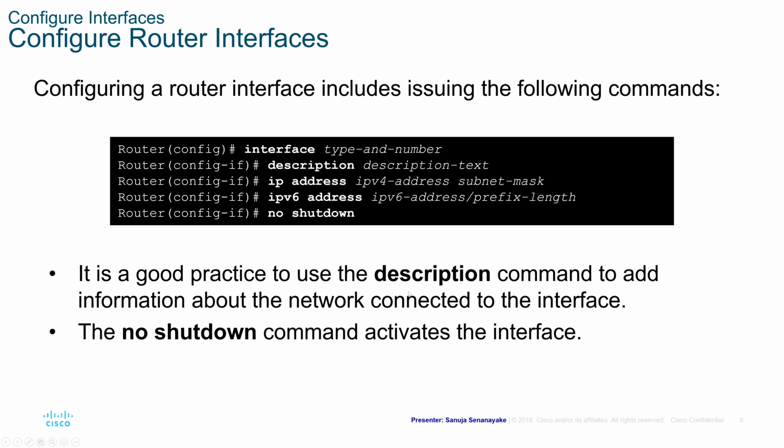It is a good practice to use the description command to add information about the network connected to the interface. However, it is not needed for routing and switching operations. The no shutdown command activates the interface, as I mentioned before. Without this no shutdown command, this interface will be administratively down because you have not turned the interface on in the console. We will look into this as we move through this course. Again and again, I'm going to mention that I will go through them in a real live lab environment as well.